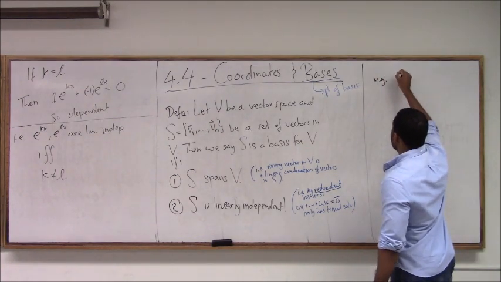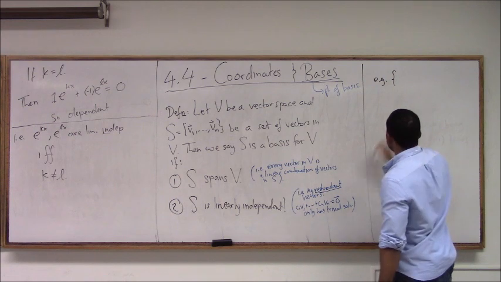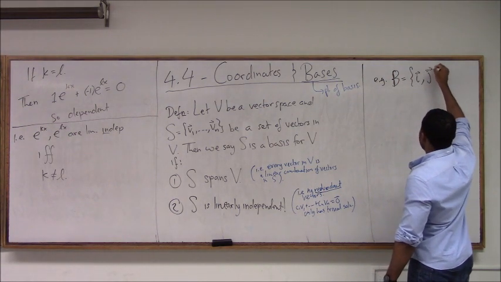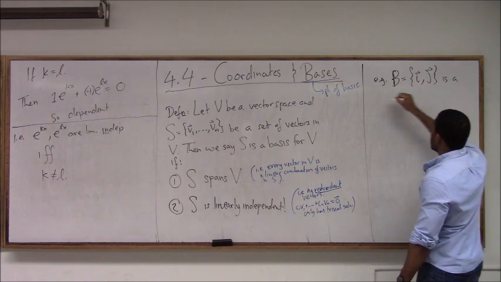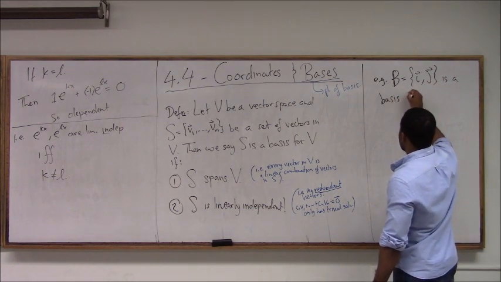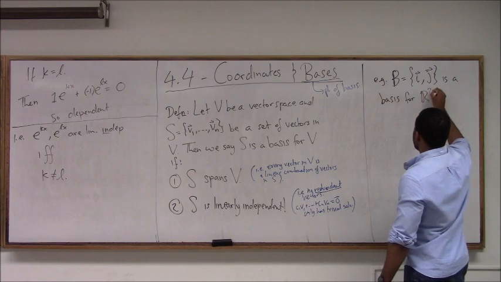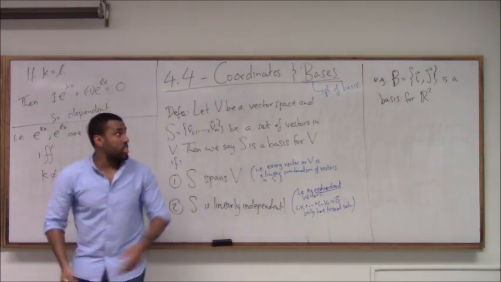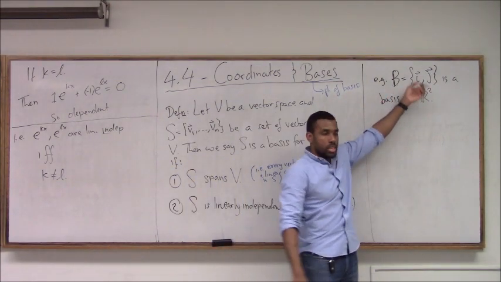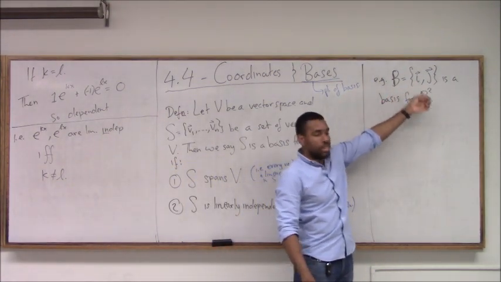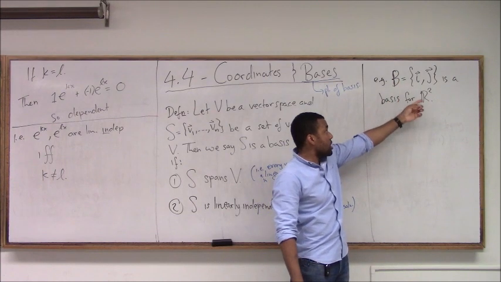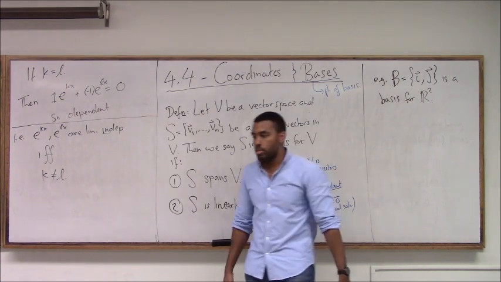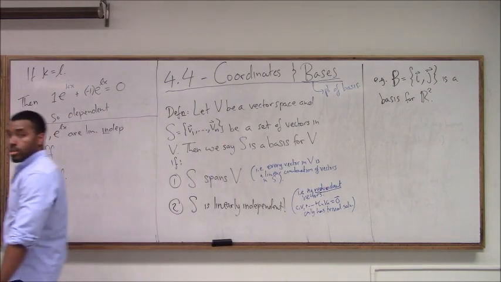Example, the set B equals {i, j} is a basis for R2. We proved it separately that these guys are linearly independent. We also proved that they span the set. Any vector in R2 can be written as a linear combination of i and j. These two things together means that it forms a basis for R2.